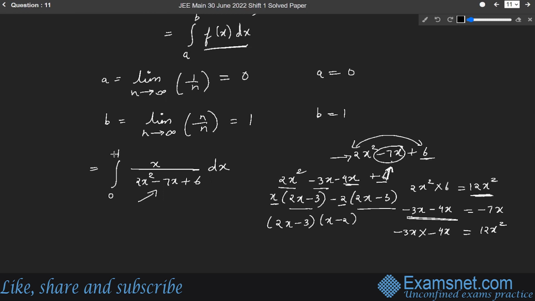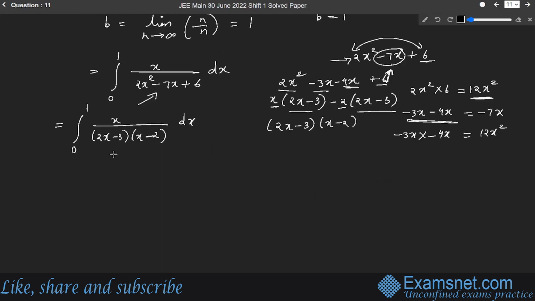So now let us substitute this value. We will have integral of 0 to 1, x divided by (2x minus 3) and (x minus 2), dx, right? Since we have two factors and both the factors are different, here we have to use a method of integration which is the partial fractions method. So in the partial method, what we do is we split this into two parts. So it will be equal to integral of 0 to 1, first part will be a upon 2x minus 3, plus second part will be b upon x minus 2, dx.